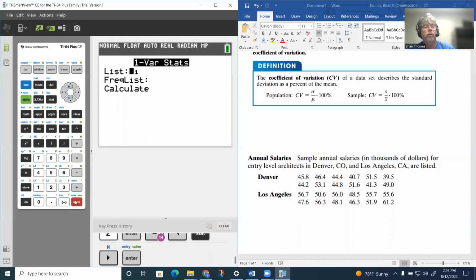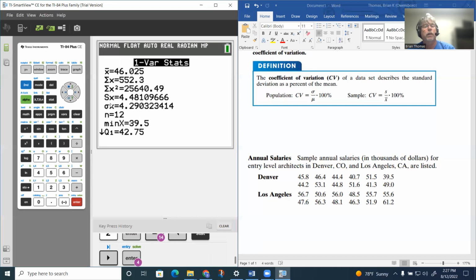I'm going to keep this as list 1, so I'm going to focus on Los Angeles to start with. And I'm going to have this X bar, which is the same thing as mu, this Greek symbol mu. But right now, X bar is really what we've got. That's going to be that value. And then the S is going to be this capital S here, S of X equals this 4.48 thing.